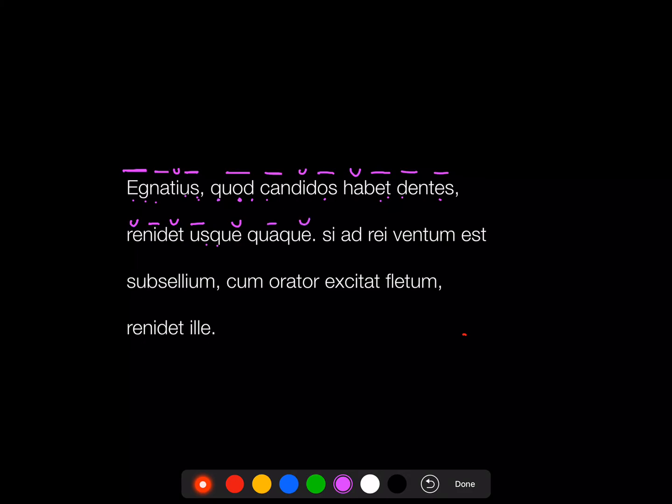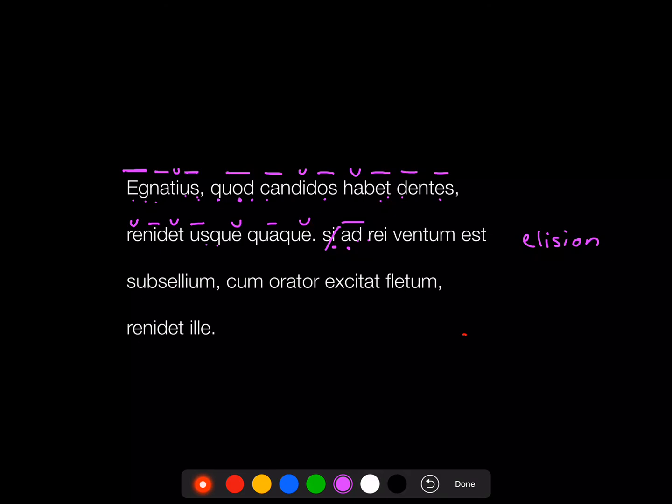Now, here we have elision. That is to say, one vowel, this long I, followed by another vowel, this short A. This first one just goes away. And then this one counts as long because of the D and the R. Now this is a little tricky, okay?